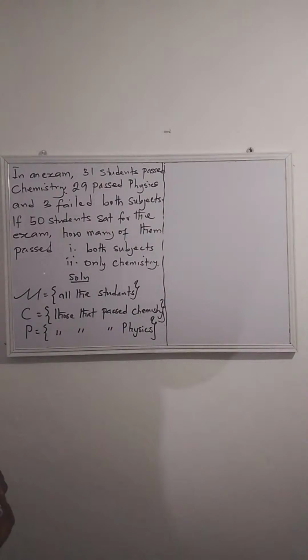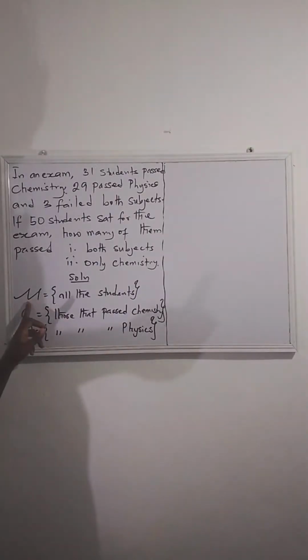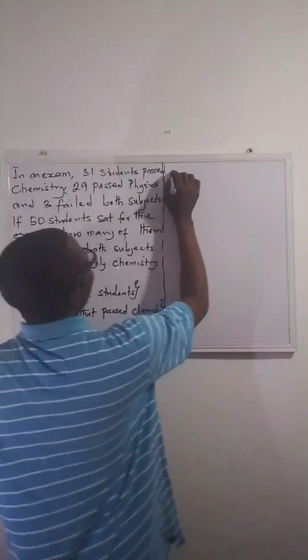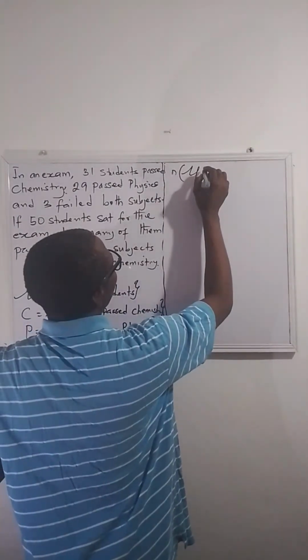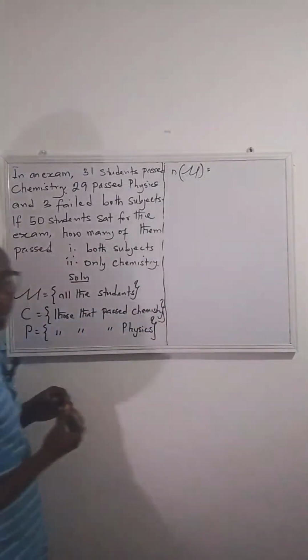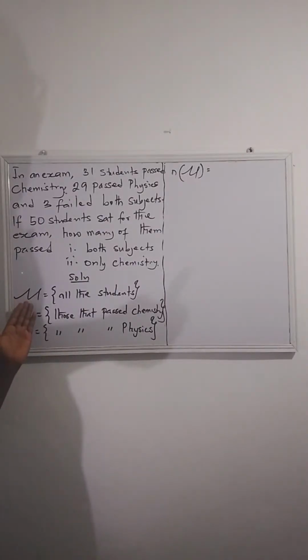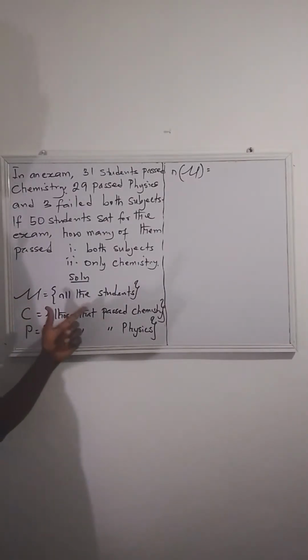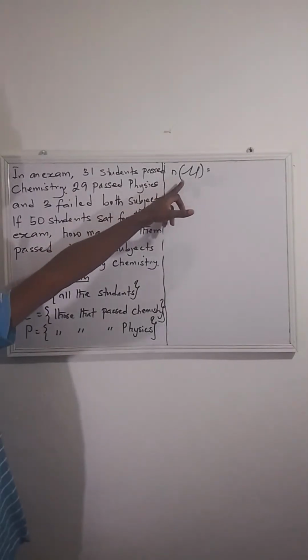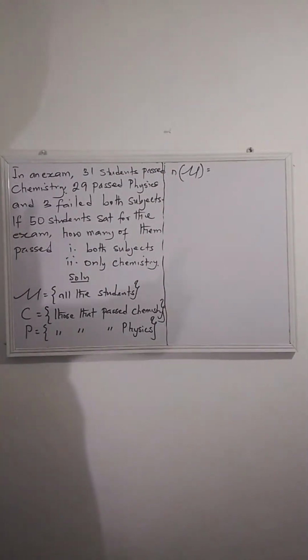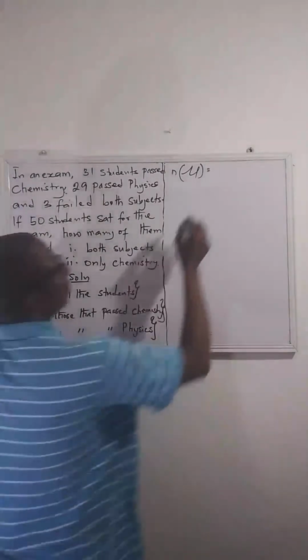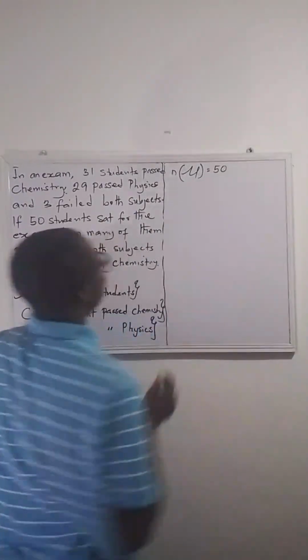You get that? Okay, so now let us see the number of those that sat for the exam. That is N of U. What's it going to be? Because that's the first thing we need to do. Now, U is the set of all the students, so what's going to be the number of U? Okay, if you say 50, you are correct. So that is 50.